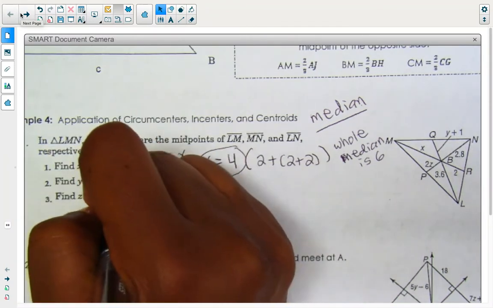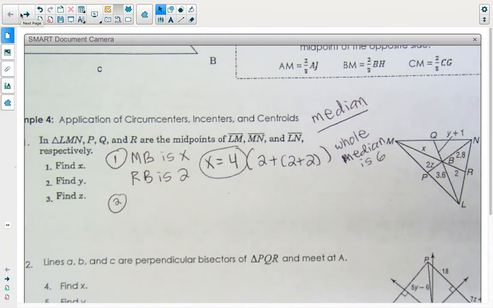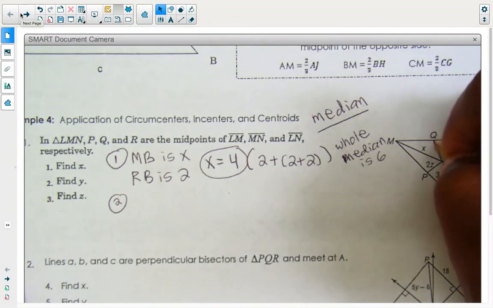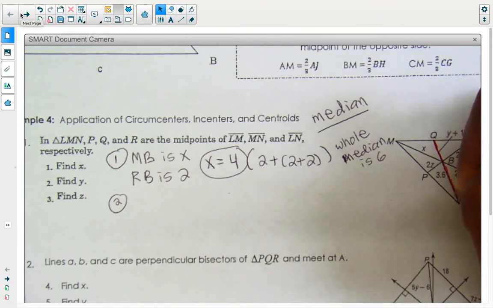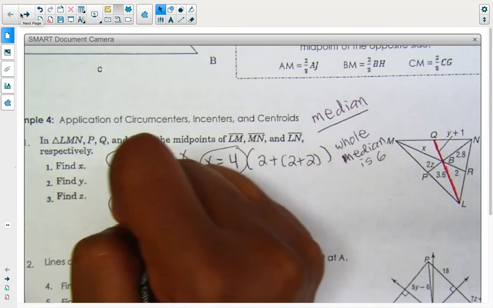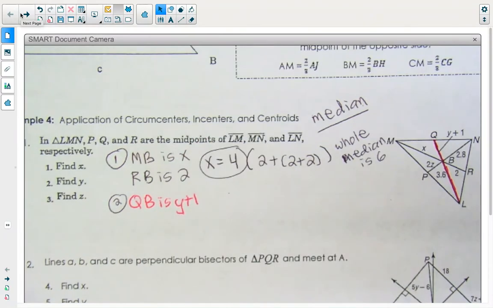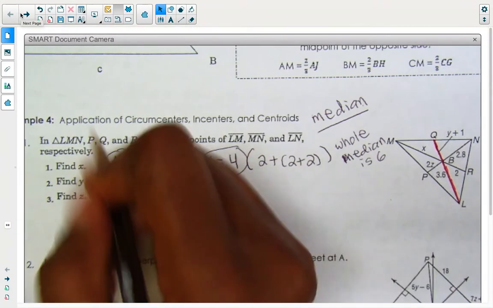Moving on. Number 2, I'm finding Y. So let's look at my other median. This time, I know that I'm looking at median QL. So maybe I should do this in a different color. I'm going to do this one in red. So this time, I'm looking at this median. Okay. I know that QB is Y plus 1. So QB is Y plus 1. I know that LB is 3.6. So I got that right from my picture. LB is 3.6.